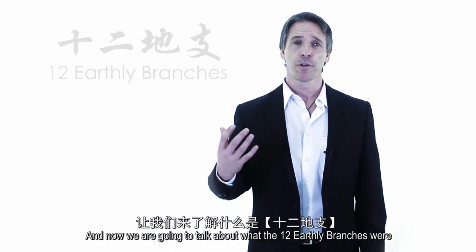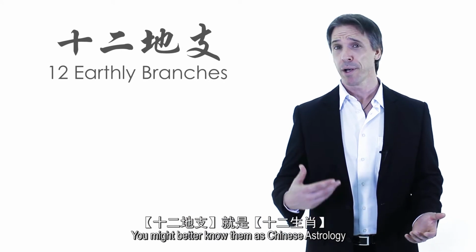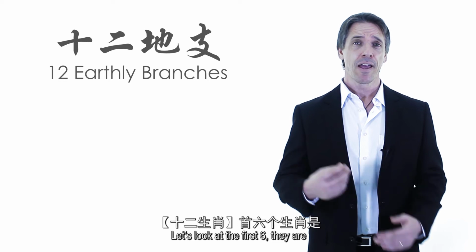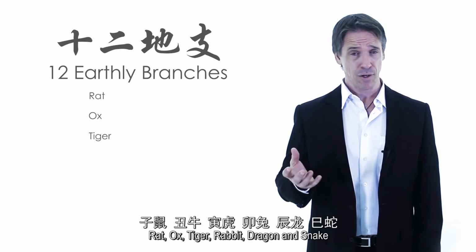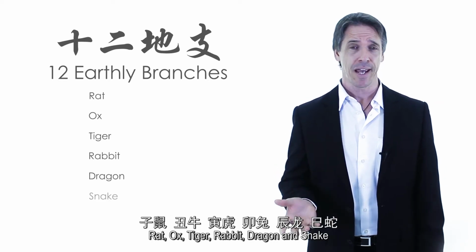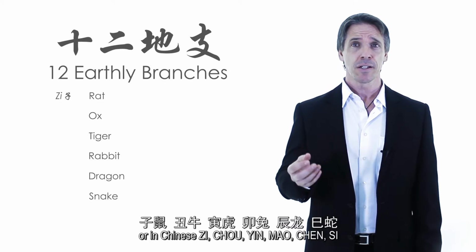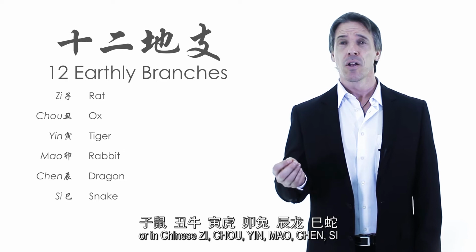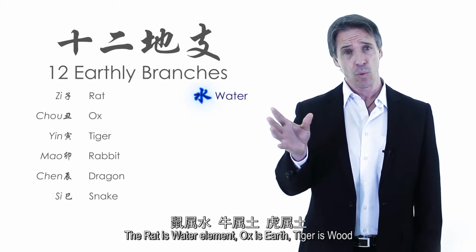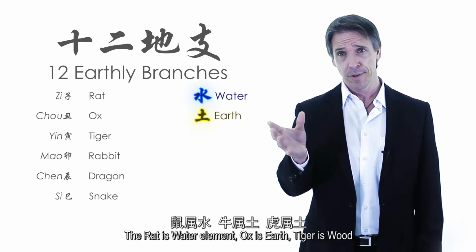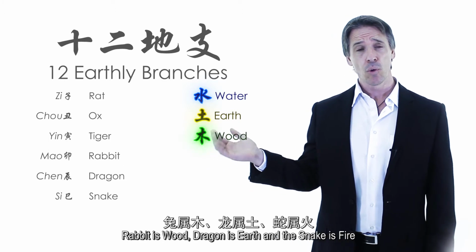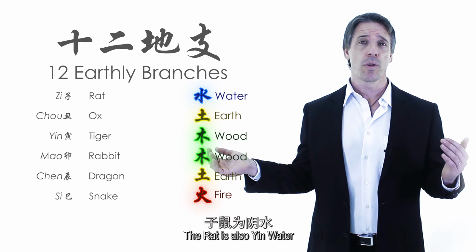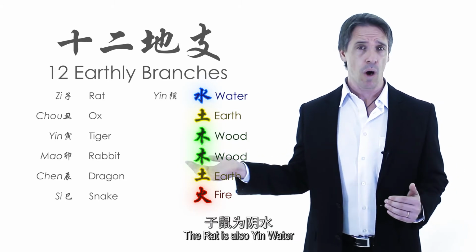So now we're going to talk about the 12 earthly branches, what you might better know as Chinese astrology. Let's look at the first 6. They are the rat, the ox, the tiger, the rabbit, the dragon, and the snake. Or in Chinese, Zi, Chou, Yin, Mao, Chen, Si. So the rat is the water element. The ox is earth, the tiger is wood, the rabbit is wood, the dragon is earth, and the snake is fire. So the rat is also yin water.